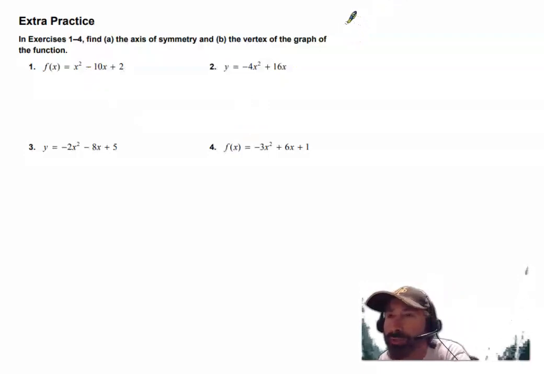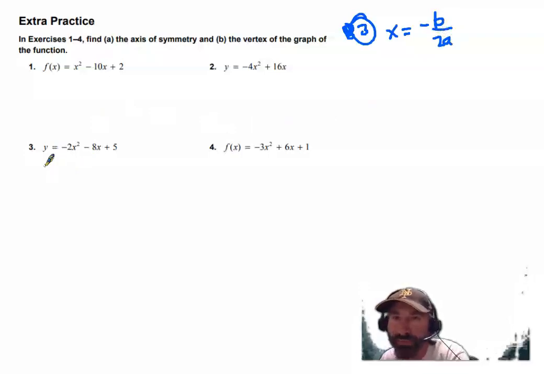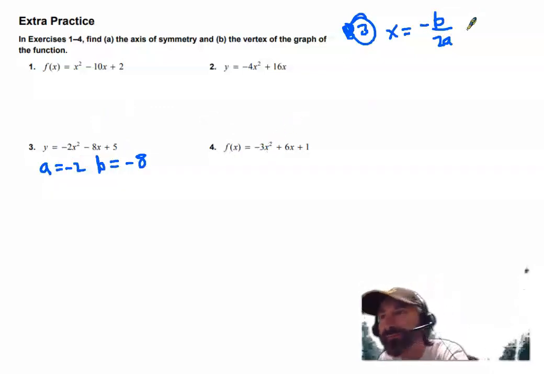But let's do 3 together right now. We'll do it kind of as notes. And so 3 goes like this. If we want to find the axis of symmetry, we'll do x equals negative b over 2a. And in this case, we've got a equals negative 2. We've got b equals negative 8. And strangely, we can ignore c altogether.